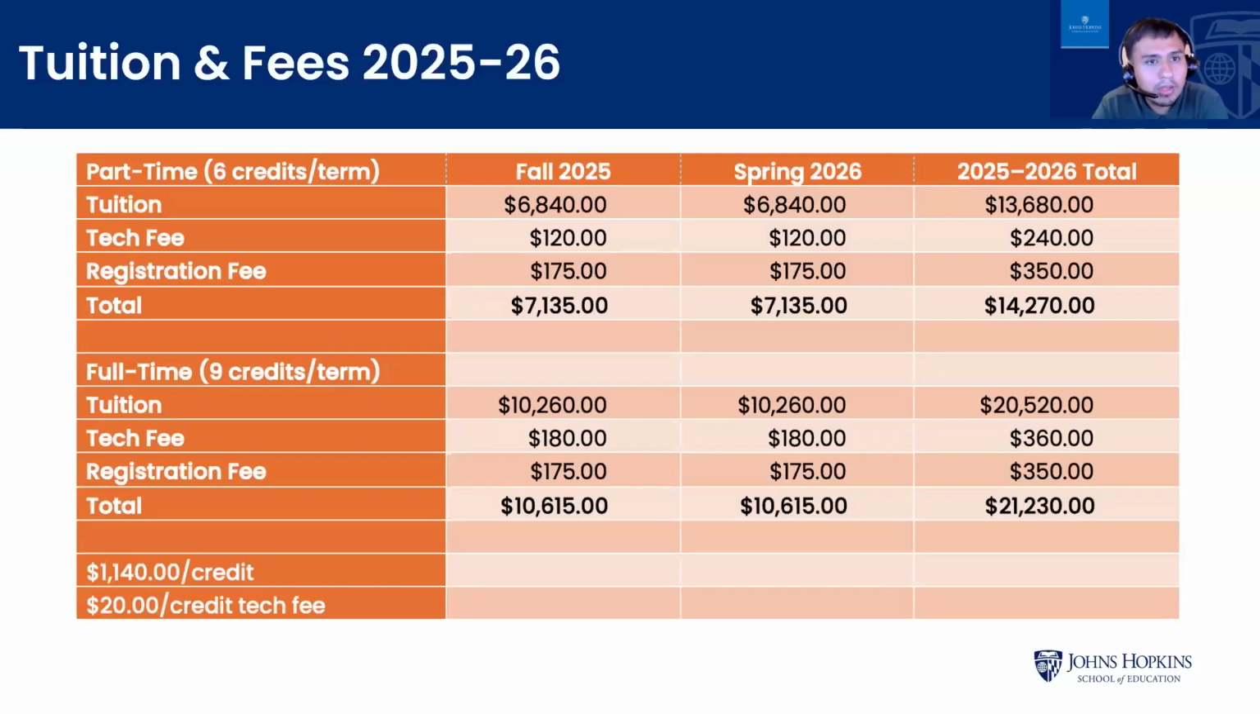Generally, if you are coming part-time, as Dr. Diamond mentioned, most of our students do complete this program as part-time students, you're looking at around $14,000 to $15,000 for the total cost in terms of tuition and fees. For full-time students, you're looking at 9 credits per term, and around $21,000 for a total cost. Also, just be aware that there is a $175 registration fee per semester. Every time you go in to register for courses, you will have to pay that registration fee.